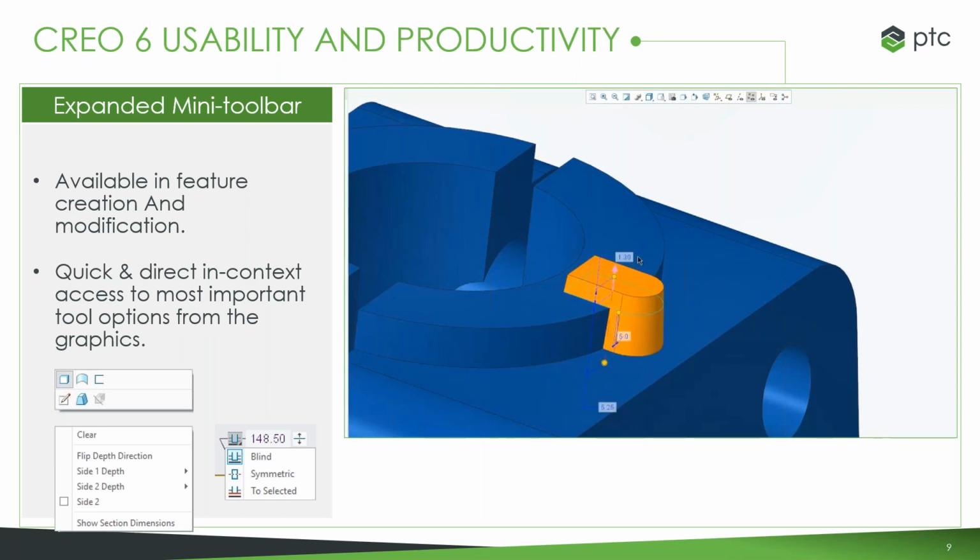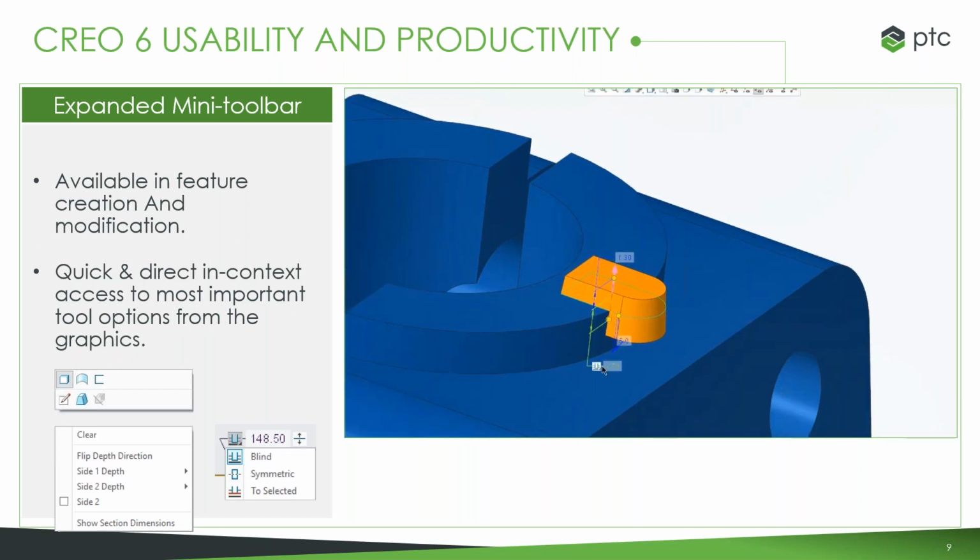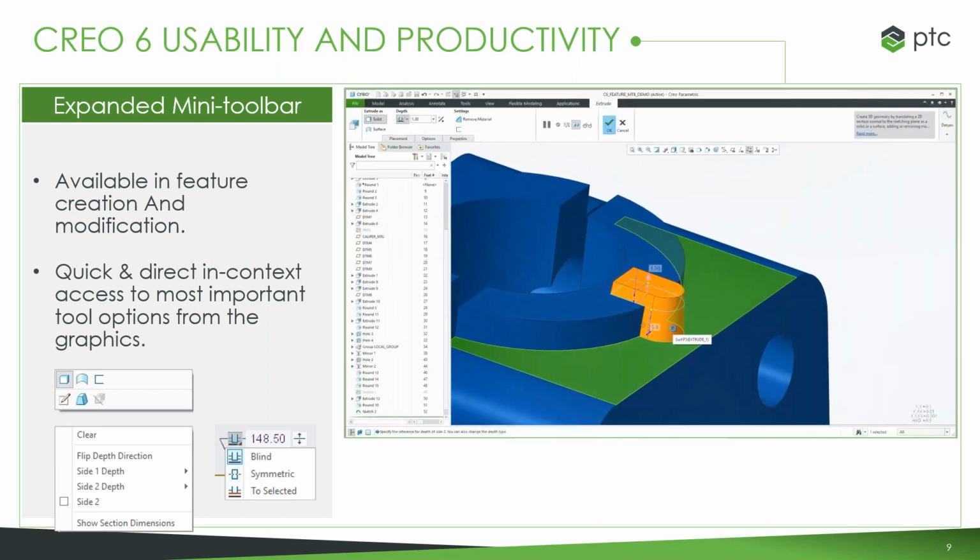So we can see up on here that anytime that I make a move to click and get to a part, we can simply have that available to us. I'm getting quick and direct options that I need to use.